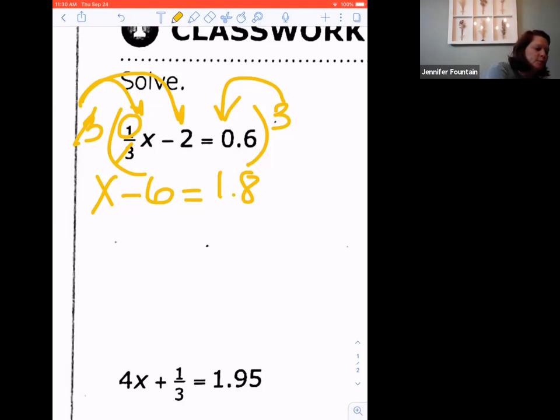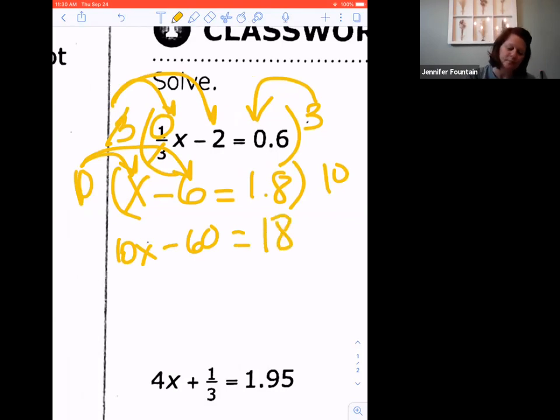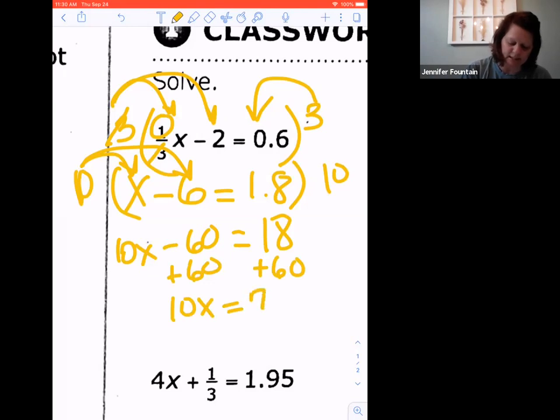Now I've got to clear my decimal. I have 1.8, so I have one place after the decimal, so that means I multiply everything by 10. 10 times x is 10x. 10 times -6 is -60, so I have 10x minus 60 on the left-hand side, and 10 times 1.8 is 18. Now I've eliminated my decimals, so I can start using my rules of equality to solve for x. Add 60 to each side, and 10x is equal to 18 plus 60 is 78.